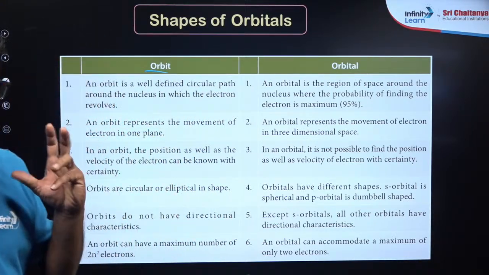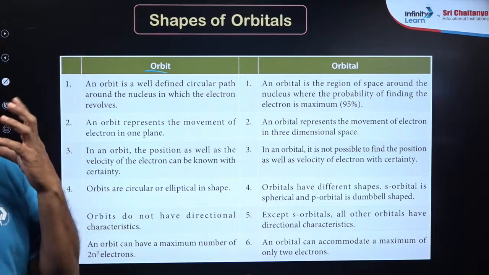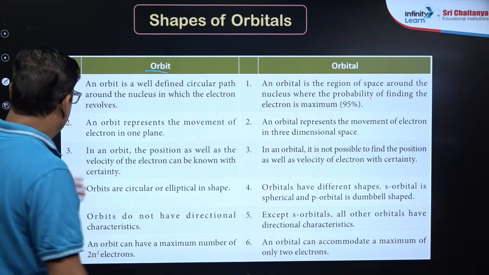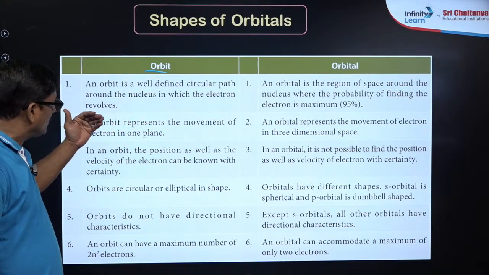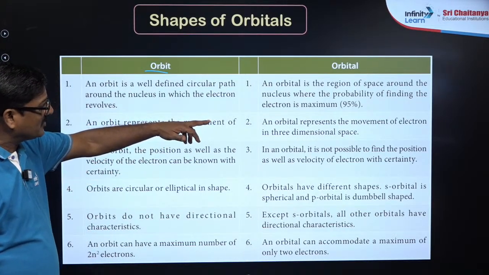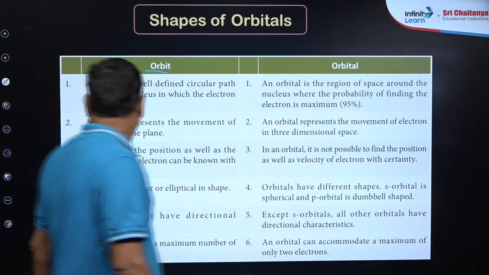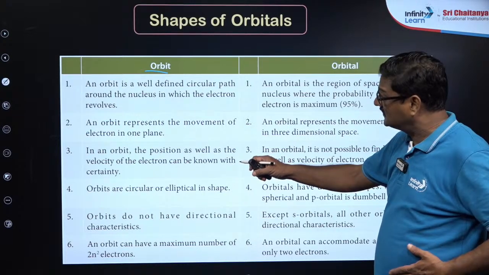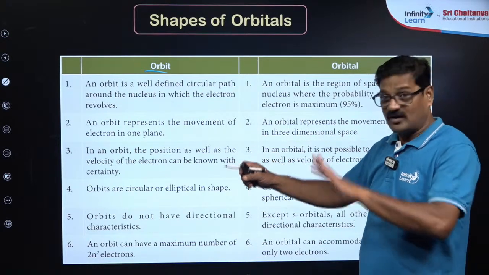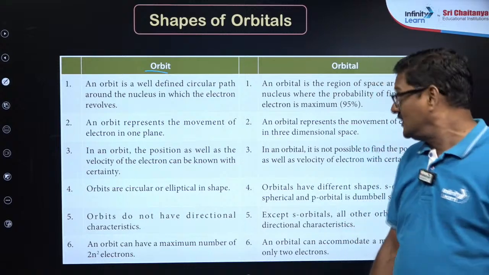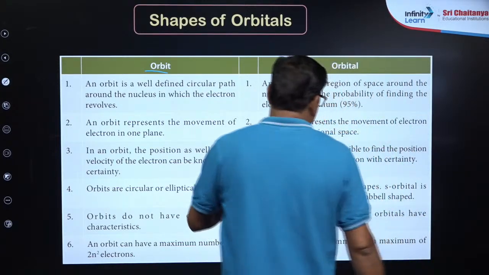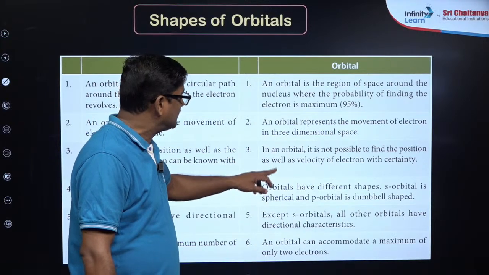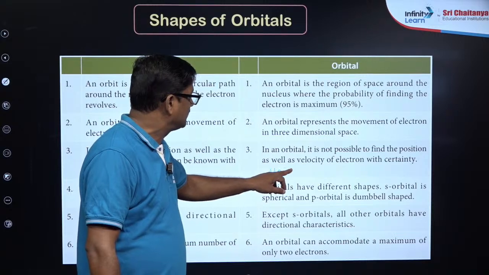So electron का जो probability finding है ना, इसका probability ज़्यादा से ज़्यादा होना, कम से कम 95% है, and the orbit represents the movement of the electron in one plane, whereas the orbital represents the movement of electron in three-dimensional plane. And in an orbit, the position as well as the velocity of the electron can be known with certainty, but orbit is not here according to the quantum mechanics. My dear students, here in orbital, it is not possible to find the position as well as velocity of the electron with certainty. Heisenberg uncertainty principle के हिसाब से, है ना?